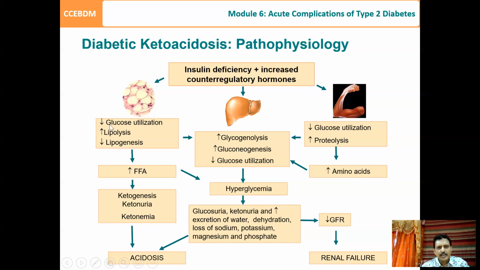The lipolysis will produce glycerol and fatty acid. Glycerol goes into the gluconeogenic pathway and produces hyperglycemia. And the free fatty acid actually initiates the ketogenic process, or ketogenesis. And because the ketones are basically acid, there is a formation of acidosis.